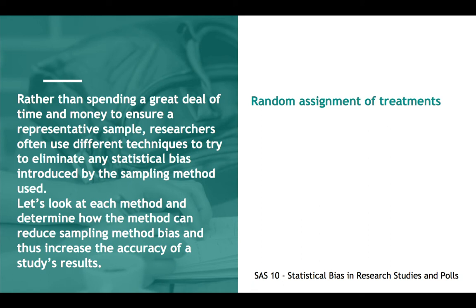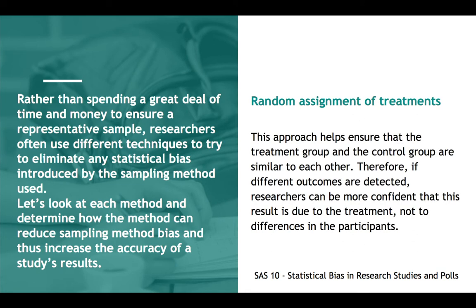Random assignment of treatments. How can that reduce sampling method bias and increase the accuracy of the results? The approach helps ensure that the treatment group and the control group are similar. If different outcomes are detected, researchers can be more confident that this is due to treatment, not to differences in the participants.